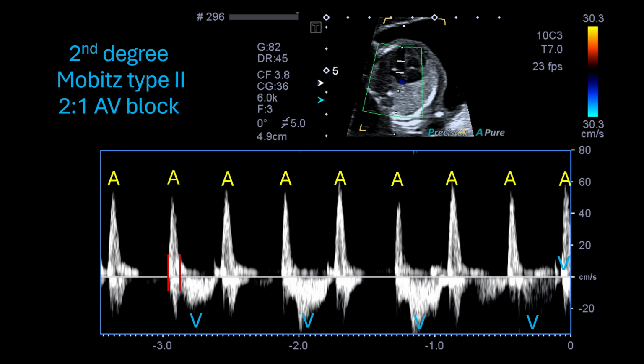Now, Doppler interrogation of this 2-to-1 AV block confirms that the A to A intervals are all regular, and the conducted A to V here, this conducted beat, shows a very short mechanical PR interval.